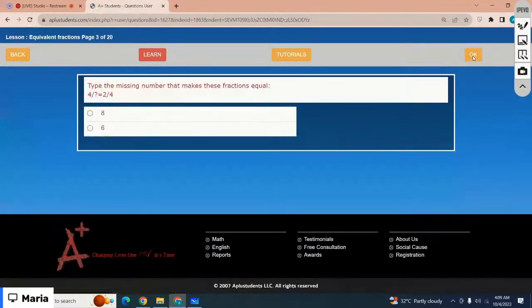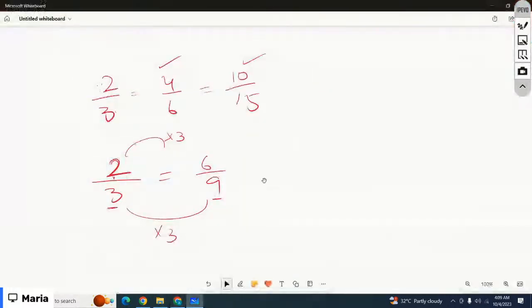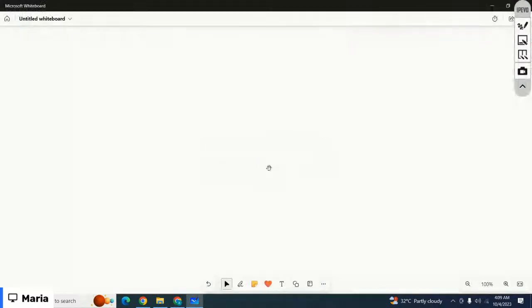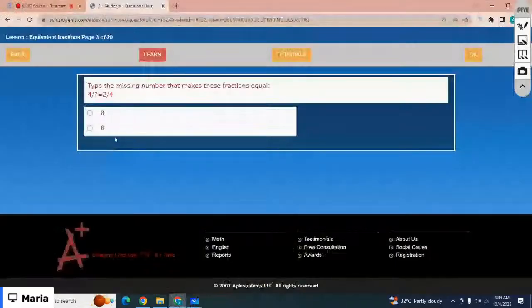Type the missing number that makes the fractions equal. 4 over the missing number, 2 over 4. Which number is missing? 2 times 2 is 4. Very good. That would be 4 times 2 is 8, because the numerator and denominator must be multiplied by the same number. So that would be 8. Very good.